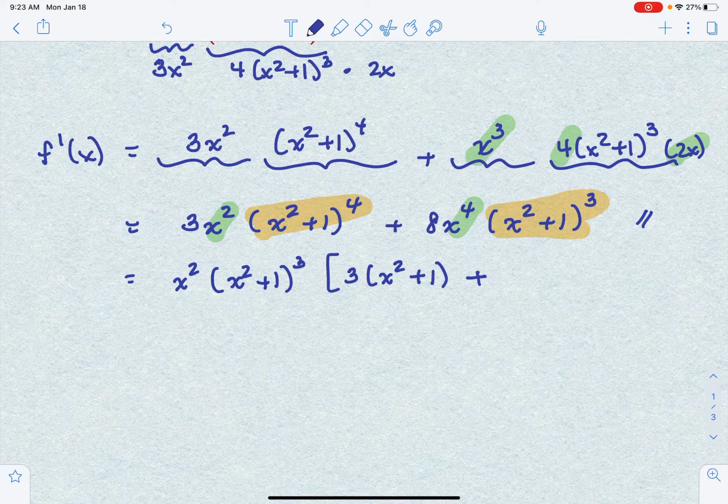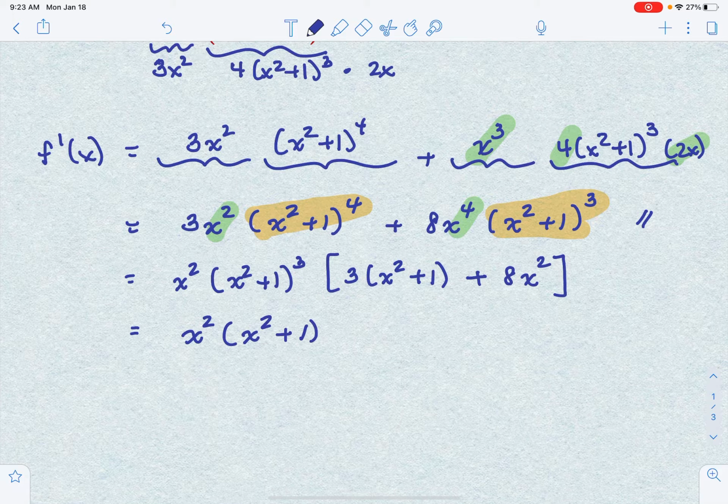Plus, now I'm factoring out an x squared, which means I'm not doing anything with that 8. I'm factoring out an x squared from x to the fourth, so that's x squared. And then I'm factoring out the whole shebang with the x squared plus 1 to the third. So that's really times 1, which means that's done. And we're now going to have x squared plus 1 to the third. And then if we multiply and simplify inside the brackets here, I'm just going to combine the whole thing, 11x squared plus 3.